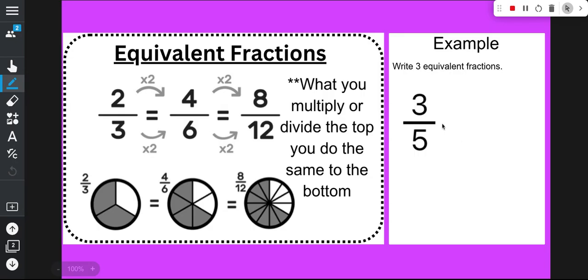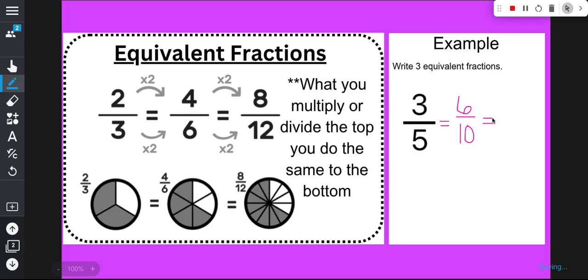So if we look at our example over here, we can write 3 more equivalent fractions to this. And we can think about any type of number we want. So we could do times 2. 3 times 2 is 6. What we do to the top, we do to the bottom. 5 times 2 is 10. So 6/10 is equivalent to 3/5.